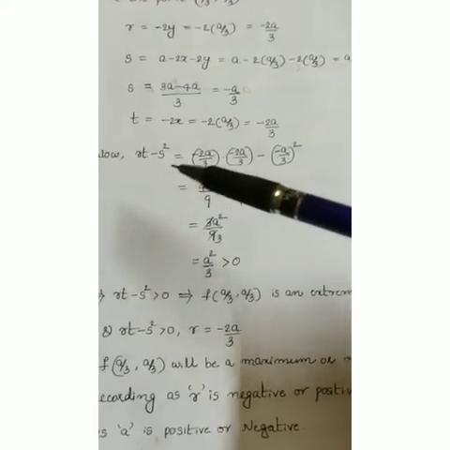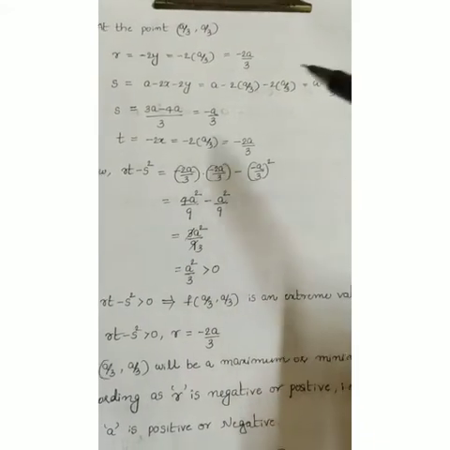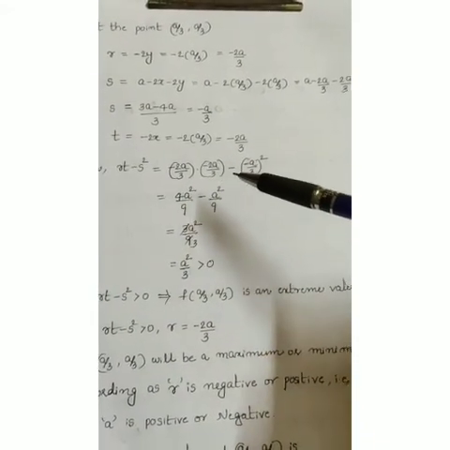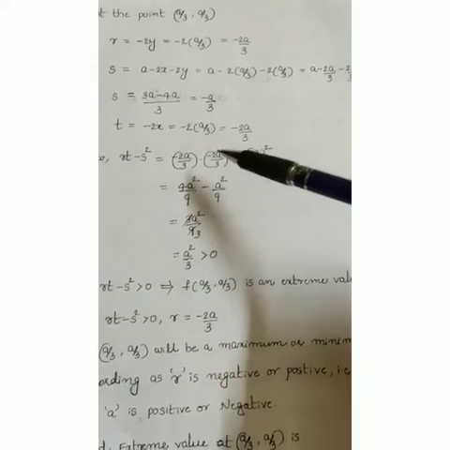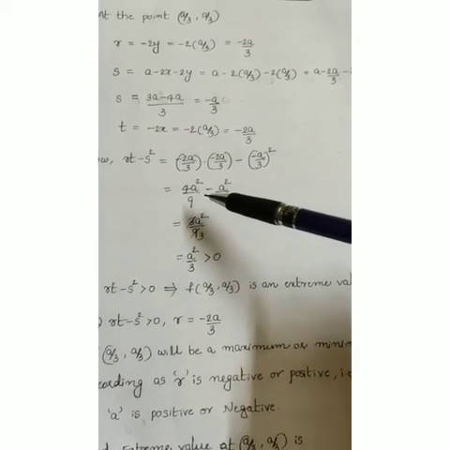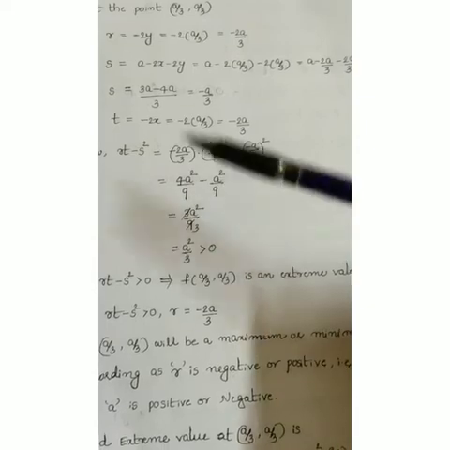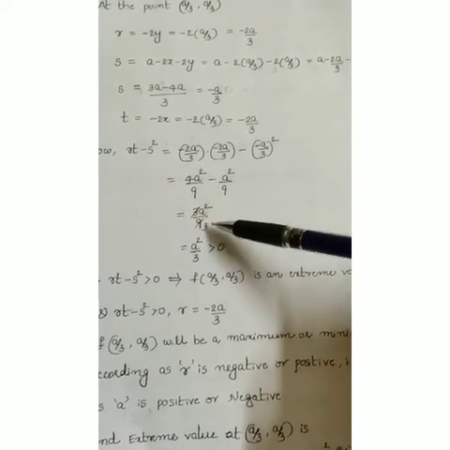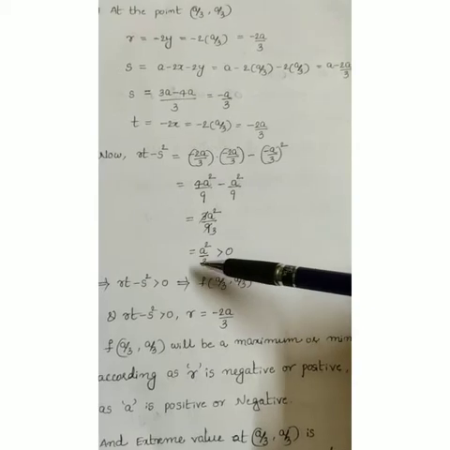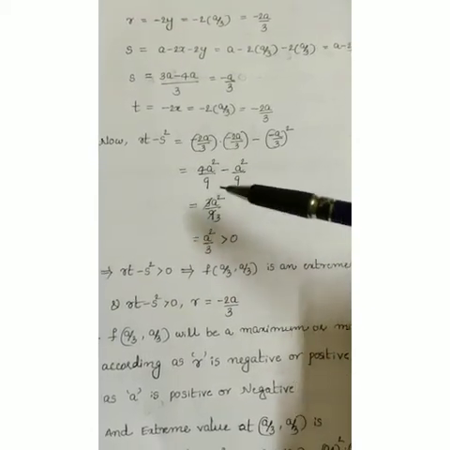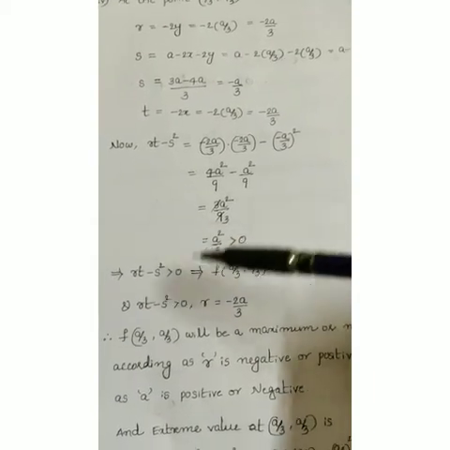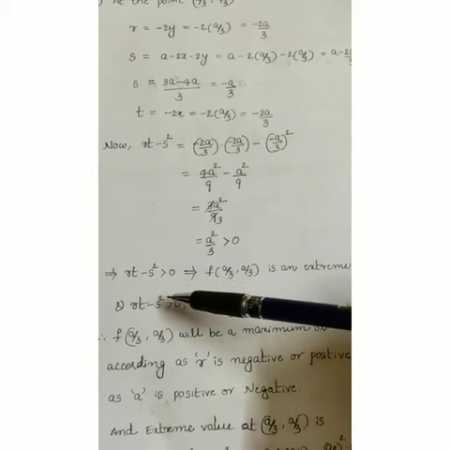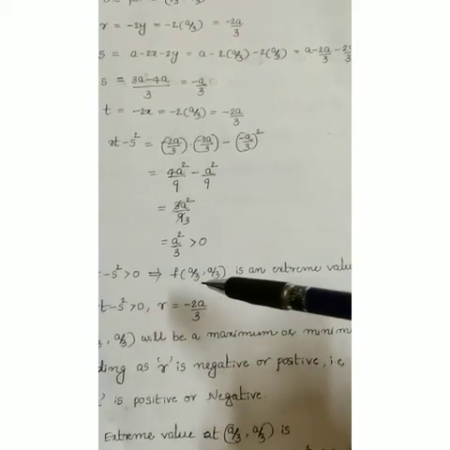Now rt - s² equals (-2a/3)(-2a/3) - (-a/3)². Minus into minus is plus, 2 into 2 is 4, so 4a²/9 - a²/9, that is 3a²/9, which is a²/3. This is greater than 0, because the square term a²/3 is greater than 0. So rt - s² is greater than 0. Therefore f(a/3, a/3) is an extreme value of the function f(x, y).